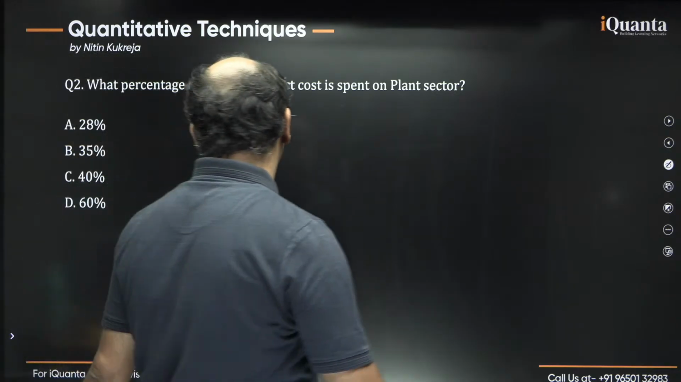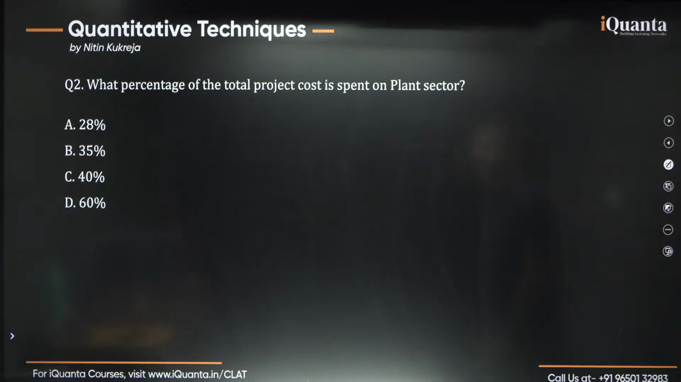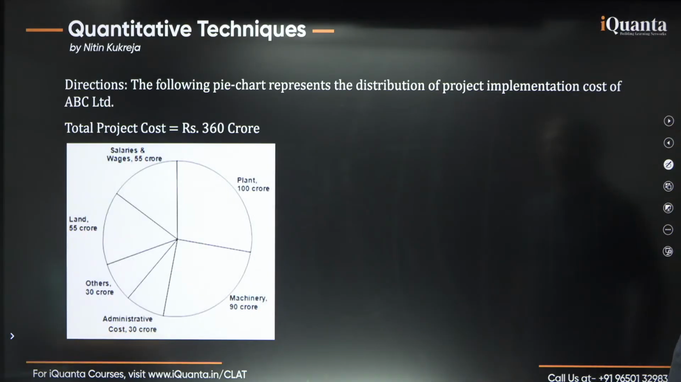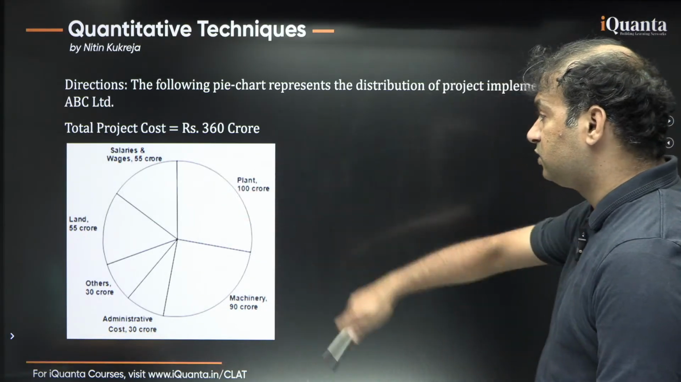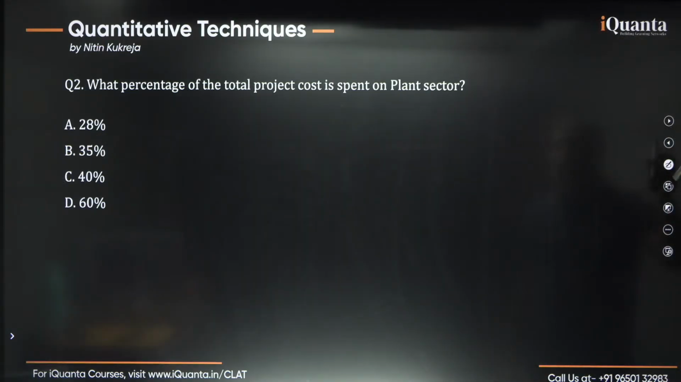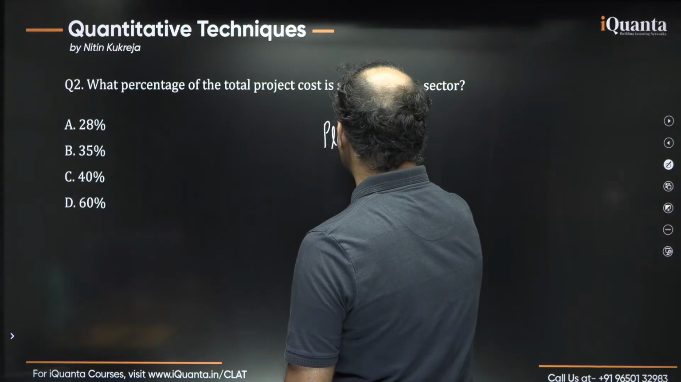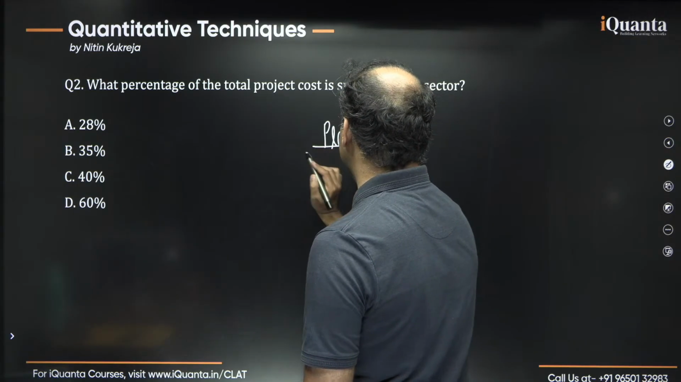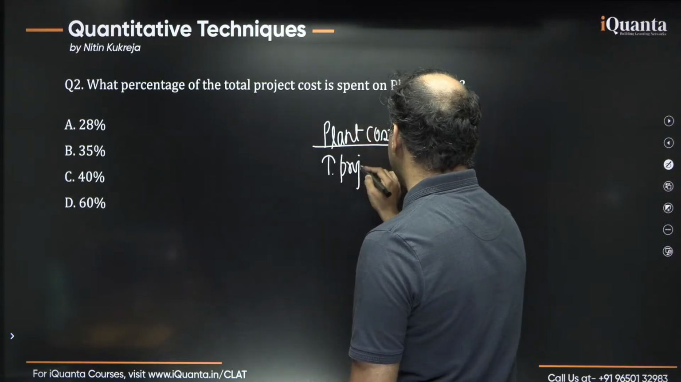Yes, guys, the answer is 28%. Let me show you how we can do that. The question says, what percentage of the total project cost is spent on the plant sector? The money spent on the plant sector is 100 crores, and the total project is 360 crores. So we just have to find what percentage the cost on the plant sector is of the total project cost. That's the only thing you have to find out.